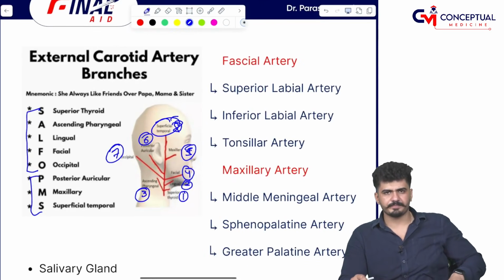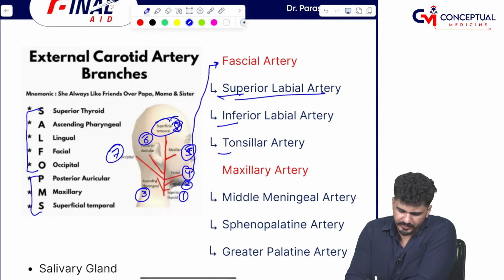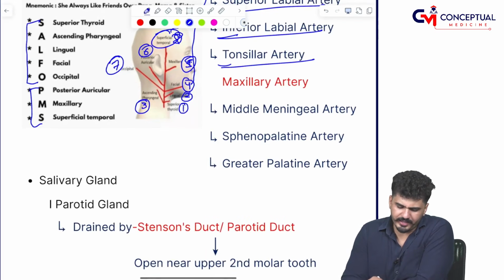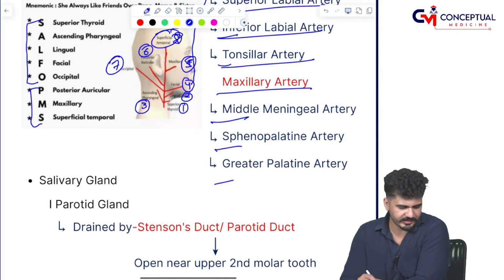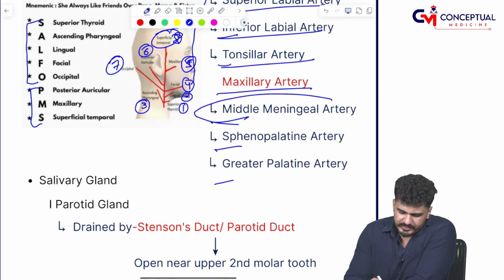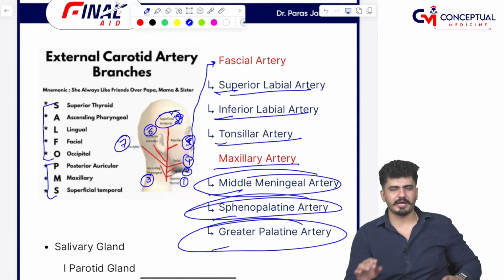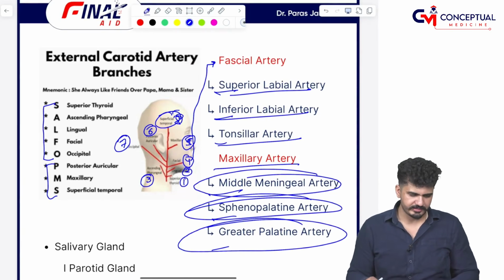Now facial artery. This facial artery, the fourth number we have talked about, gives the SIT, that is superior labial, inferior labial and tonsil artery. Okay? Now maxillary artery will give MSG, that is messenger of God. So remember, middle meningeal artery, sphenopalatine artery and greater palatine artery. So these are the branches you just have to go over before your exam, my dear ladies and gentlemen.